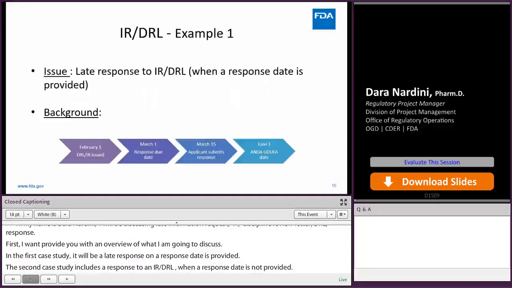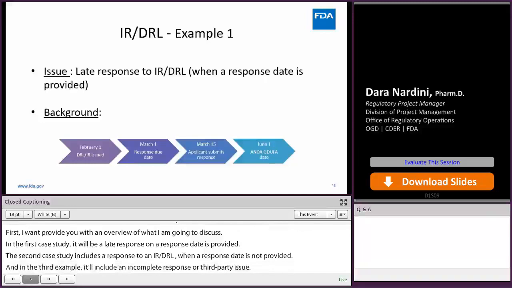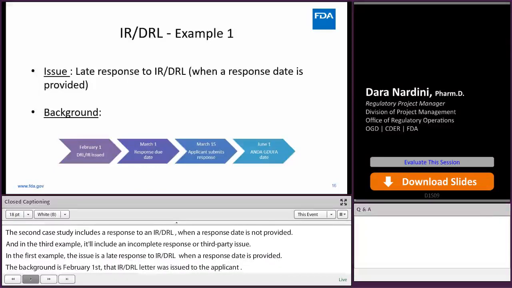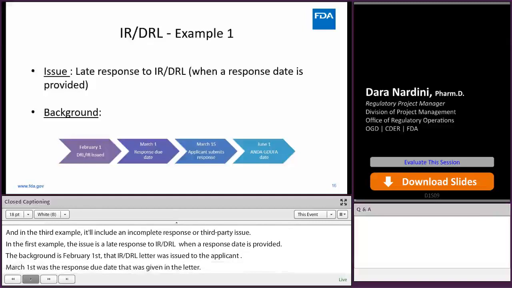In the first example, the issue is a late response to IR, DRL when a response date is provided. The background is February 1st, that DRL IR letter was issued to the applicant. March 1st was the response due date that was given in the letter. March 15th, almost 2 weeks later, the applicant submitted their response, and June 1st was the ANDA's GDF date.